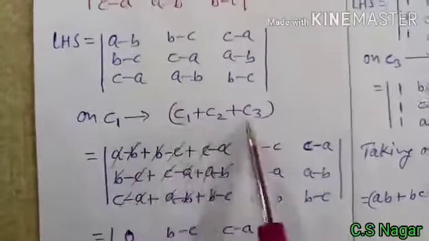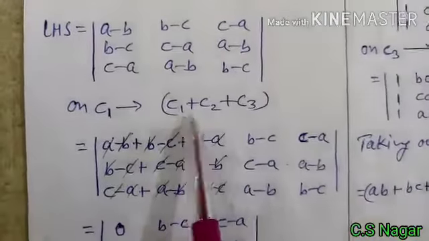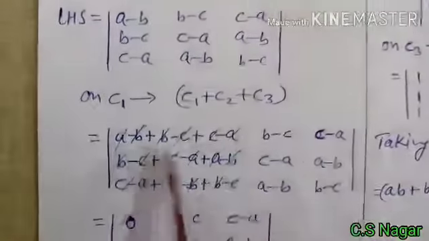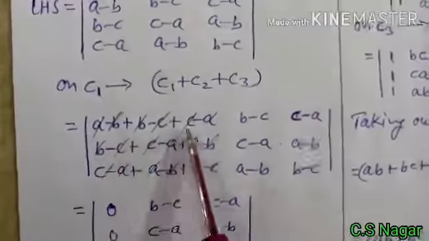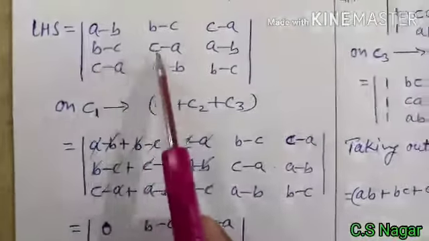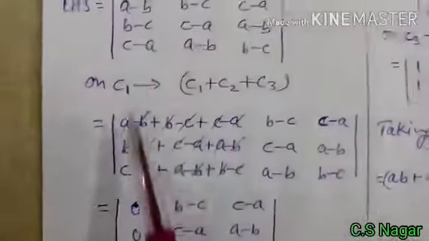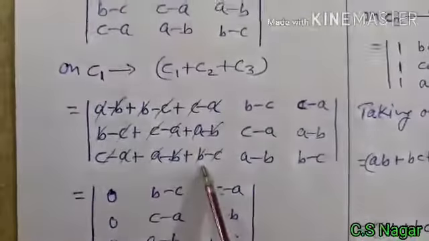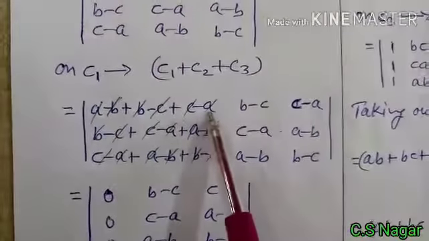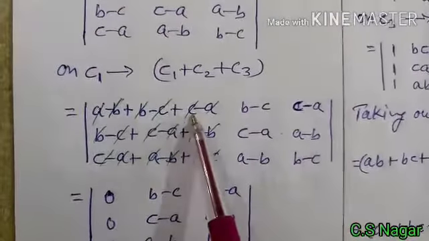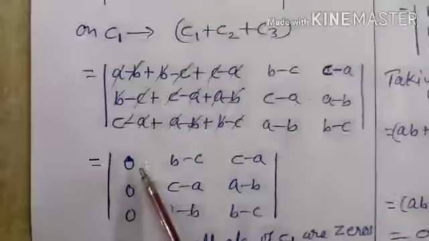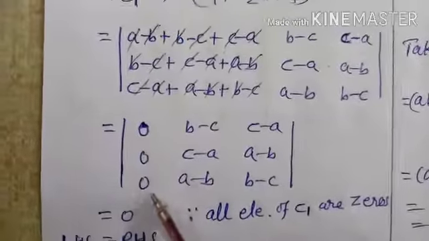So on C1 we make this operation, C1 plus C2 plus C3. So a minus b plus b minus c plus c minus a. Let's see here. This is a minus b, b minus c, and c minus a, same as b minus c, c minus a, and a minus b. And last, c minus a plus a minus b plus b minus c. So plus a and minus a cancel out, minus c and plus c cancel out, and minus b and plus b cancel out. Similarly here. So in the first column you will get 0, 0, 0.